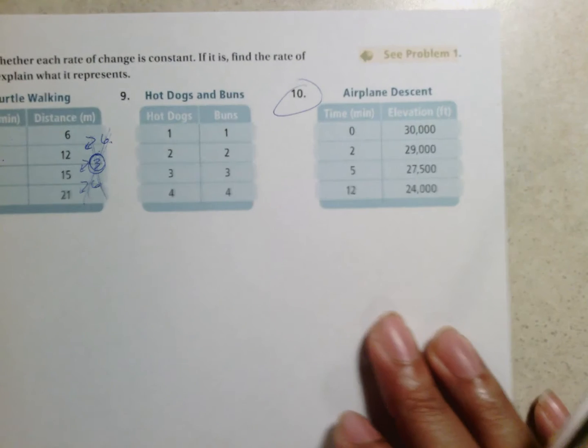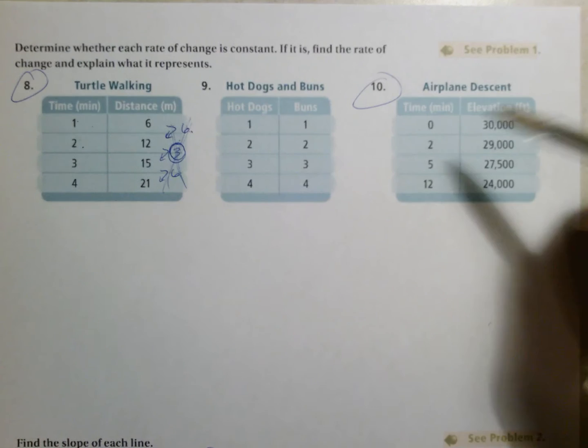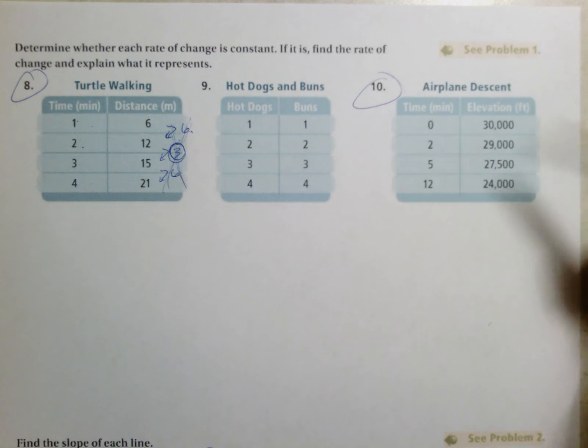Looking at this one, it's a little different. And what you notice is it goes 0 to 2, 2 to 5, 5 to 12.